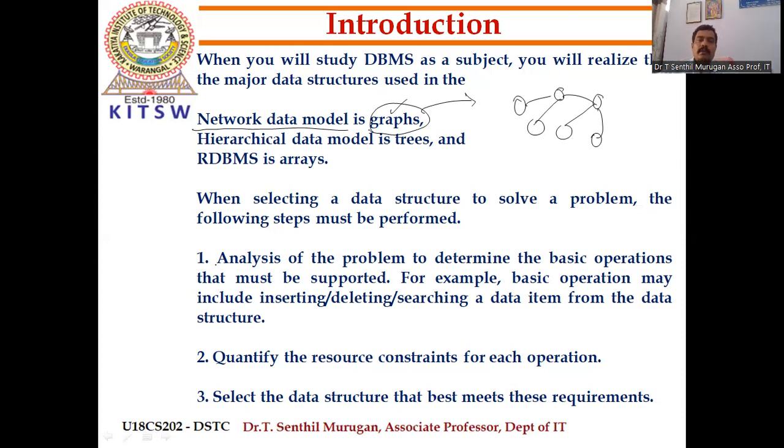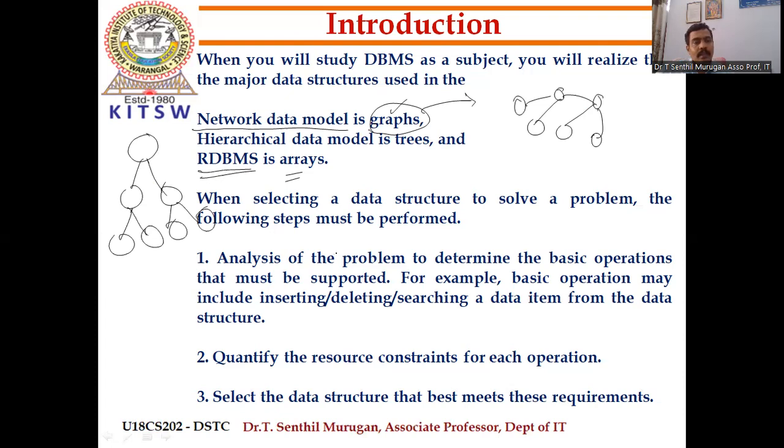And the hierarchical data model means you have a common file, and we split the file into different categories. It looks like a tree. That is why, whenever we use the hierarchical data model, it follows the tree data structure. And in a relational database management system, RDBMS, it uses arrays. RDBMS maintains attributes like data elements, and the elements have a relation with all other data. That is why we say relational database management system. In that, we are using array data structures.